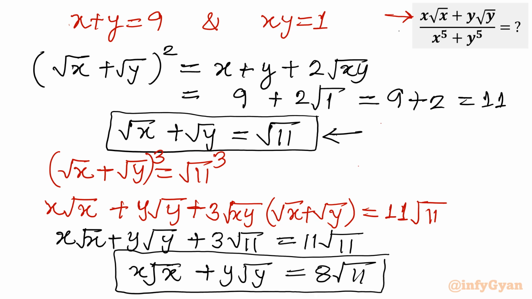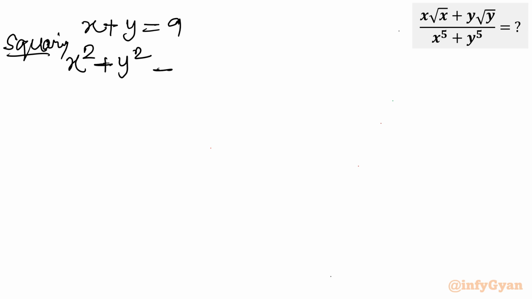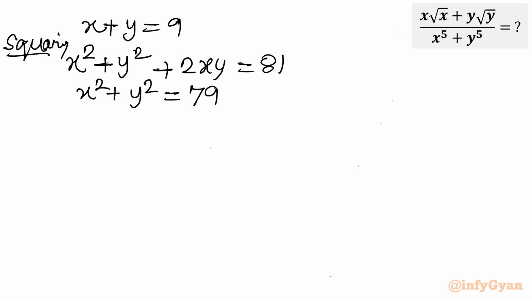Now we have to find the denominator, x power 5 plus y power 5. I will begin with x plus y, which is known to us, that is 9. Let us find x square plus y square. I will take squaring of this equation: x square plus y square plus 2xy equal to 81. So x square plus y square plus 2, so it will become 79. Now this is x square plus y square.